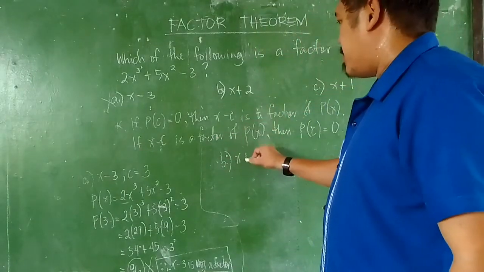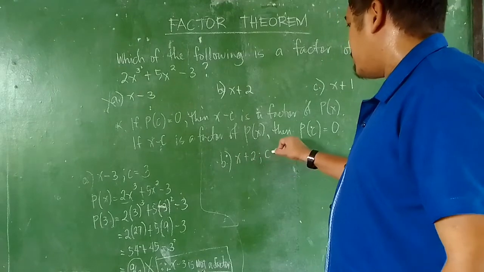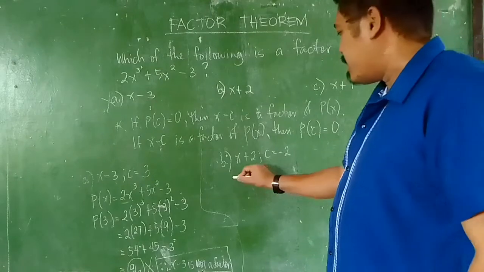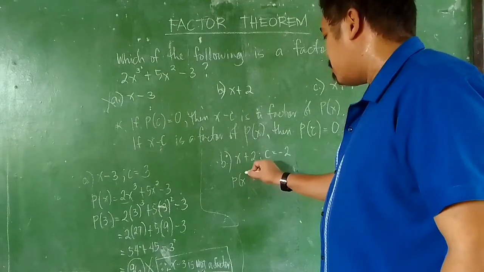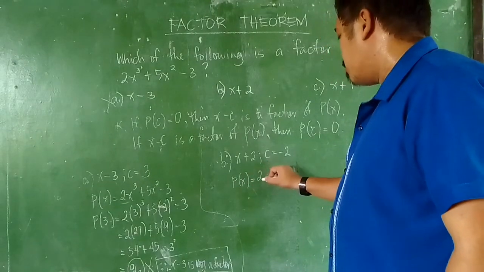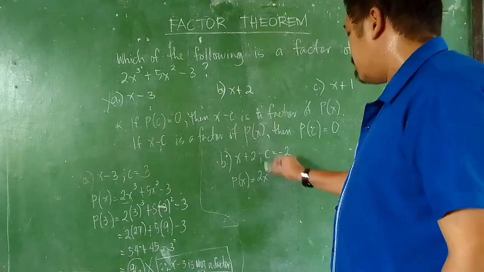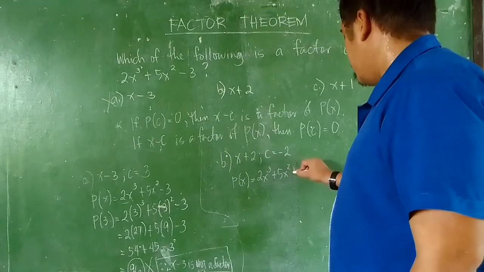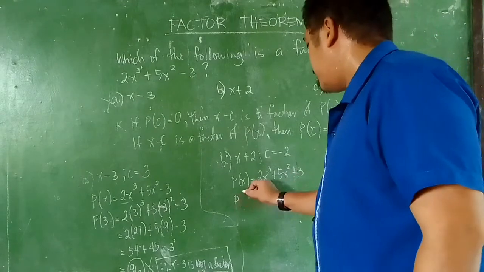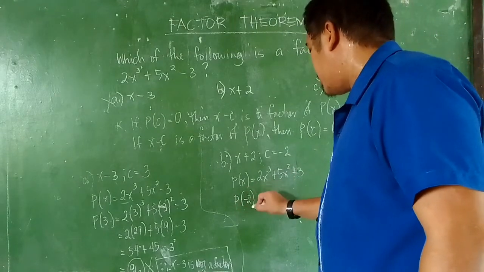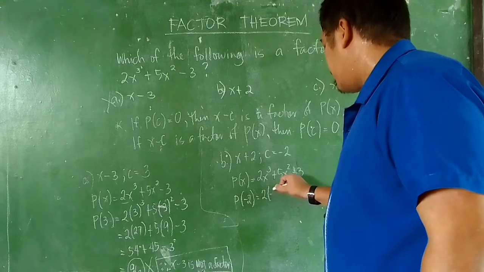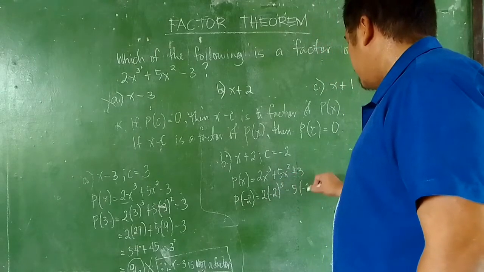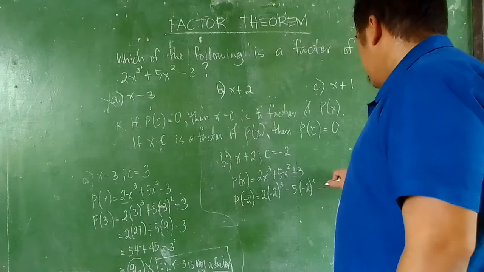So, try naman natin ay letter B. So, we have now x plus 2 here. So, meaning your C here will become equal to negative 2. So, i-evaluate natin. So, we have now your P of x. So, yung pa rin yung function. So, we're still evaluating the same function, 2x cubed plus 5x squared minus 3. So, we shall have now the P of negative 2 this time. So, magiging 2 times negative 2 quantity cubed plus 5 times negative 2 quantity squared minus 3.